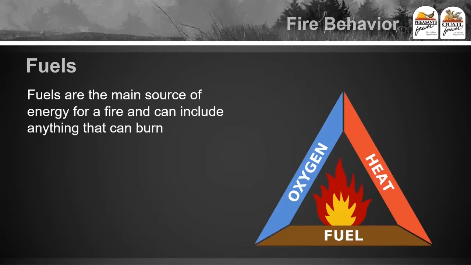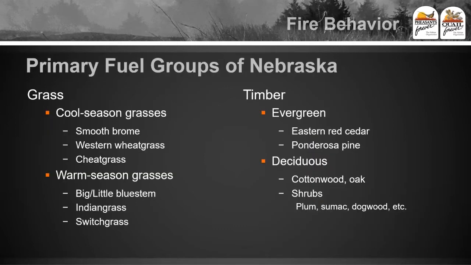But obviously, fuels are the main source of energy of a fire, and basically can include anything that burns. Here in Nebraska and throughout the Great Plains, the majority of our fuels are going to be grasses, and we break those down into cool season grass versus warm season grass. Cool season grass is grass that grows during the cooler part of the year, so early spring and late fall. Warm season grass really grows with high temperature and sun, like big bluestem and little bluestem.